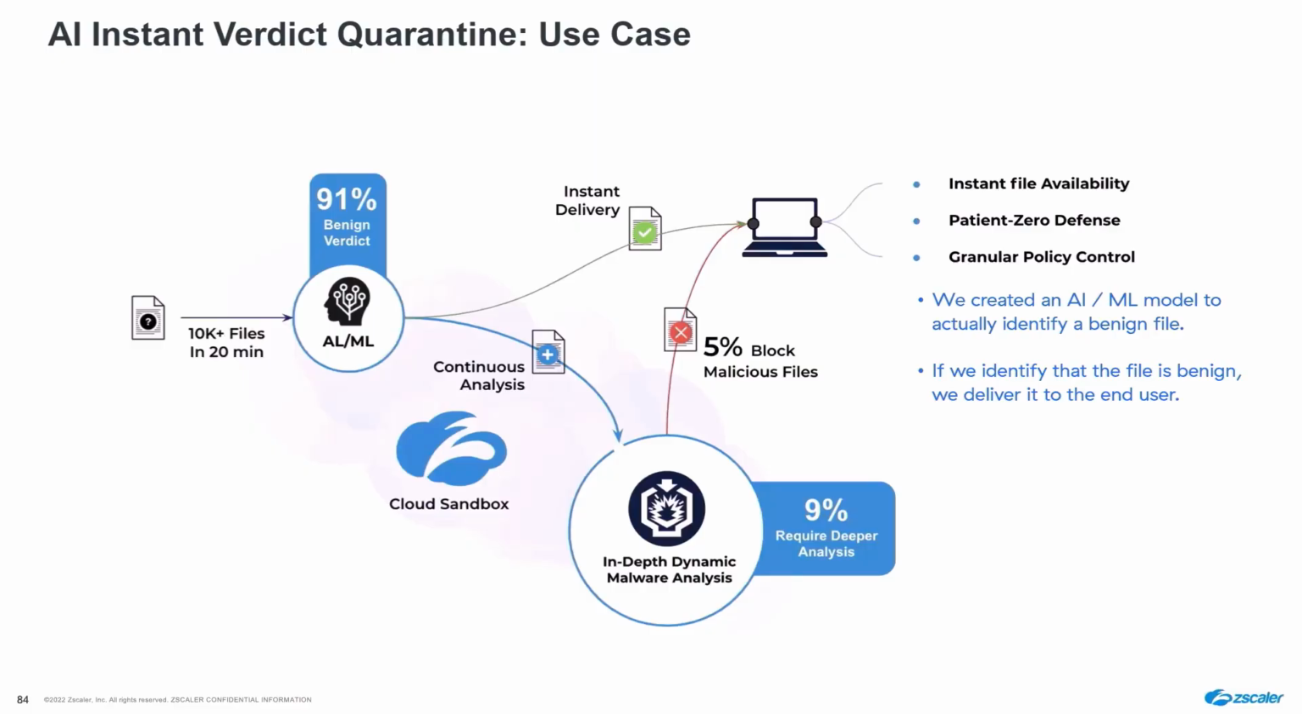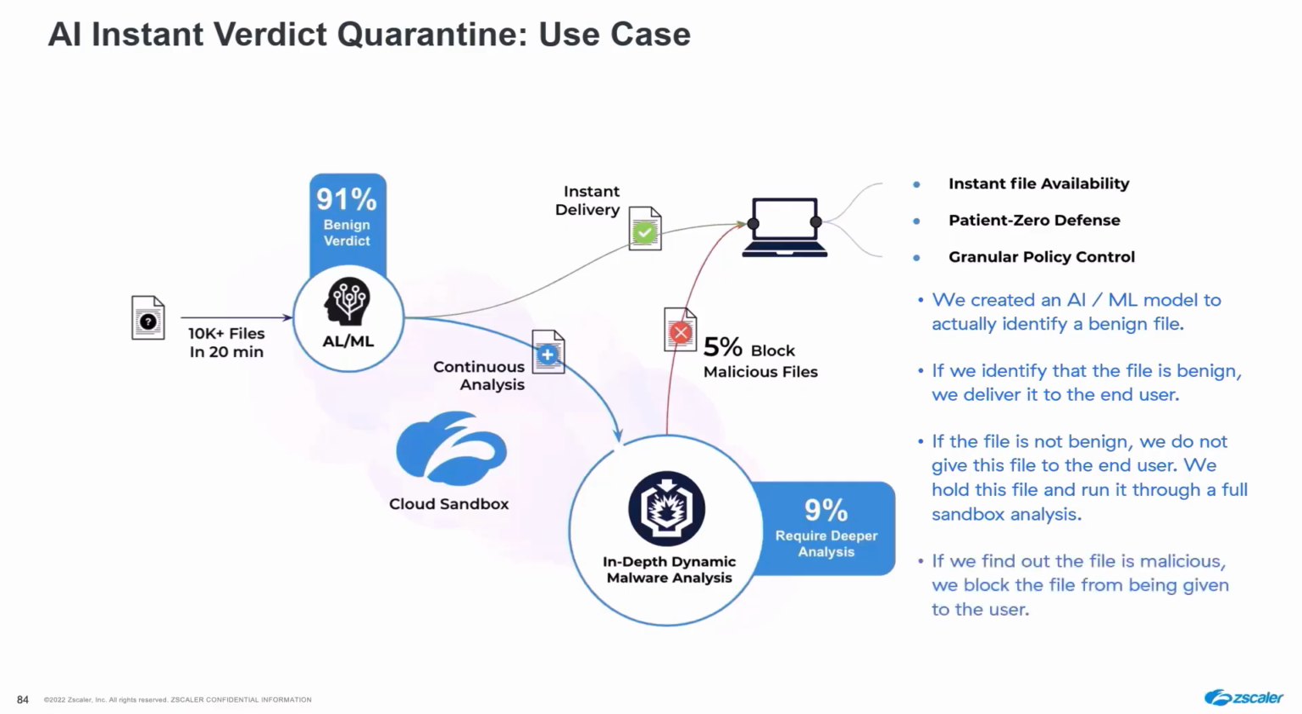However, in cases where the AI/ML model says that the file is not benign, we do not give this file to the end user right away. We actually hold the file. Given how the Zscaler Zero Trust Exchange is a scalable cloud delivered solution, we are able to use our proxy architecture to hold this file, run it through a full sandbox analysis, and only when we identify that the file is clean, we give it to the user. In cases where we find out the file is malicious, we block the file from being given to the user.